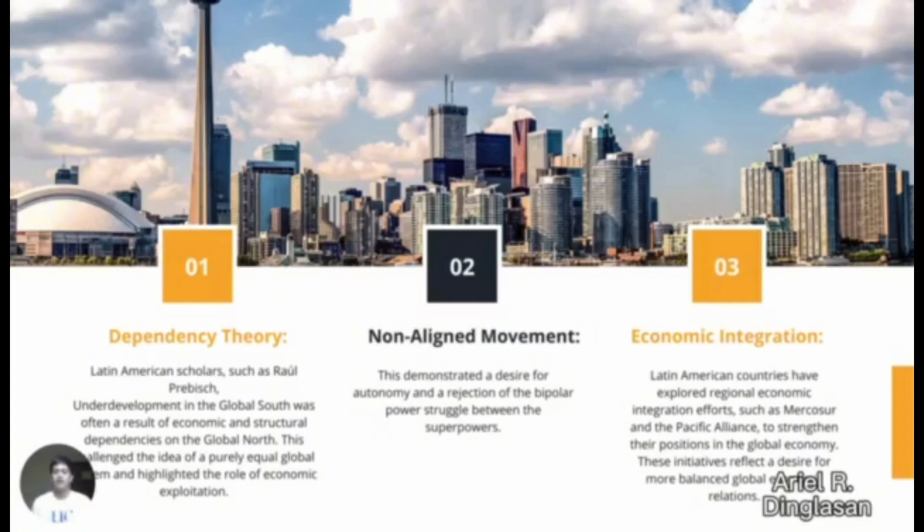Third, economic integration. Latin American countries have explored regional economic integration efforts such as Mercosur and the Pacific Alliance to strengthen their position in the global economy. This initiative reflects a desire for more balanced global economic relations.